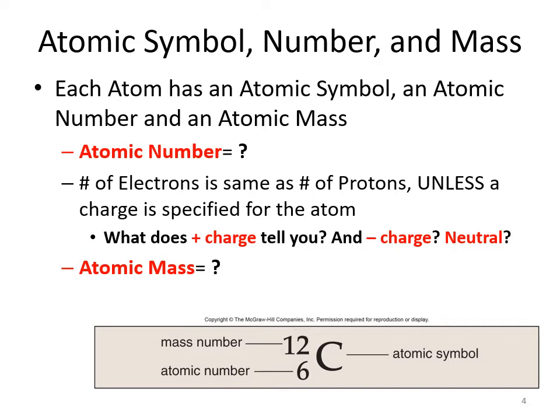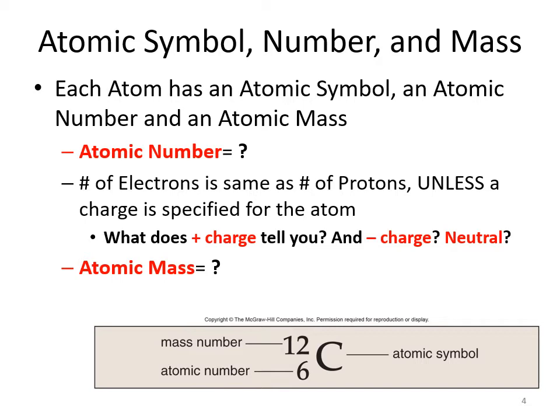Now, the last term that you encounter is atomic mass. Atomic mass is the number of protons plus the number of neutrons. And so when you are ever asked to find the number of neutrons of an atom, all you have to do is subtract the number of protons from the atomic mass. And what's the number of protons? That's the atomic number. So in the case of carbon here, the atomic mass is 12. The number of protons, or the atomic number, is 6. So to find the number of neutrons, you would simply do 12 minus 6, which would be 6 neutrons.